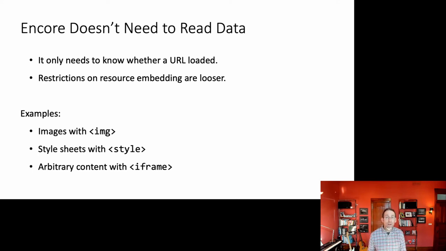And restrictions on resource embedding are looser in this context. As a result, by attempting to load an image or a style sheet or some other iframe with arbitrary content, the cross-origin model allows these attempted loads to issue a callback to the original piece of code based on whether that attempt to load the third-party content succeeded or failed. And it's that callback that serves as the side channel that allows Encore to get this information about whether the attempted measurement succeeded or failed.